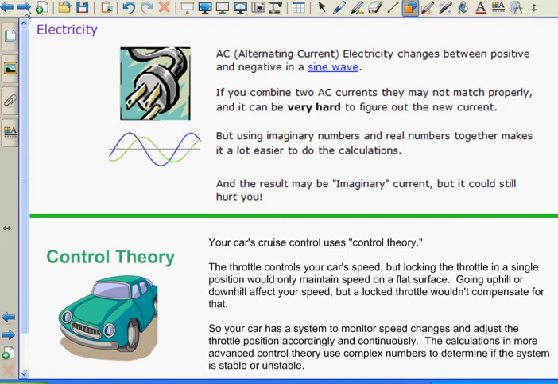And what we're seeing is if you combine two AC currents, alternating currents, it can be hard to figure out what the new current is. Mathematically, it's hard to calculate. But if you use imaginary numbers, it becomes a lot easier to do the calculations to figure out what the new current is. And even though you're using imaginary numbers to do calculations, you're still coming up with a real current as the combined current. So even though it feels like it's imaginary current, because you're working with imaginary numbers, those are real things. And that new current can still hurt you. It still exists. You just calculate it using imaginary numbers.